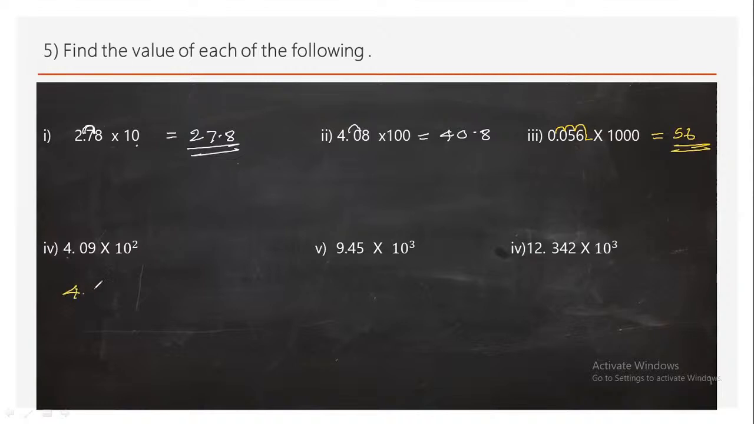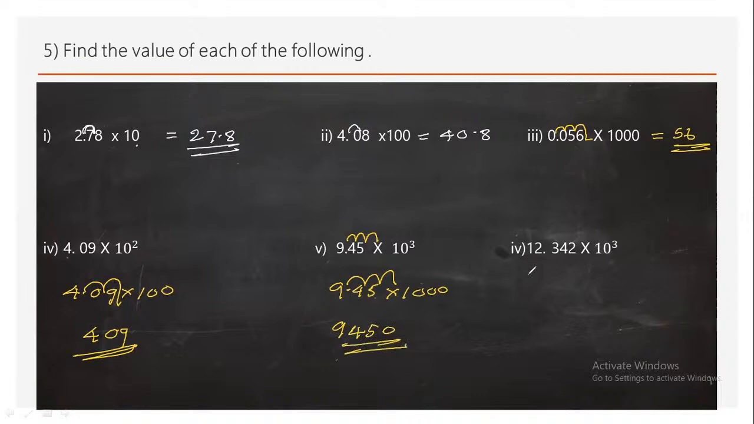Here also 4.09, 10 to the power 2 means 100, 2 decimal places towards the right hand side. It means towards the front side. Then 409. Then 2 decimal places, no, 3 decimal places forward, right? 9.45 into 1000, 3 zeros, then 3 decimal places forward. 9,450 is the answer. Here also 12.342, 3 decimal places forward, 1 decimal, 2 decimal, 3 decimal, 12,342.